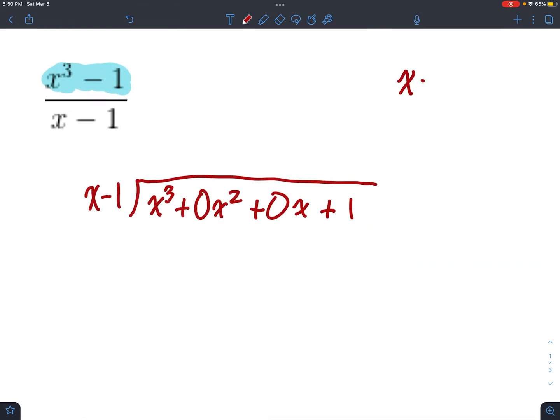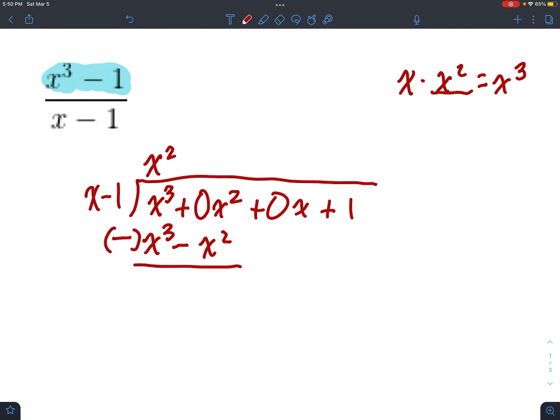So, question. X times what is x cubed? I'm looking right here. X squared. Multiply it out. And by the way, these are the same steps we did at the very beginning. Subtract. And you see how everything's nice and lined up, and I have my x squareds there, and then I see that I can add down.